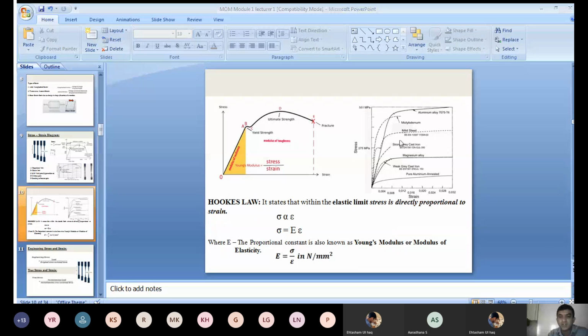Next, for different materials, how is the stress strain curve? For ductile material, you get a smooth curve. For brittle material, you get only a straight line. Ductile material undergoes a plastic region, and failure takes place due to the plastic region. For brittle material, there is no plastic region. It fails in the elastic region only.